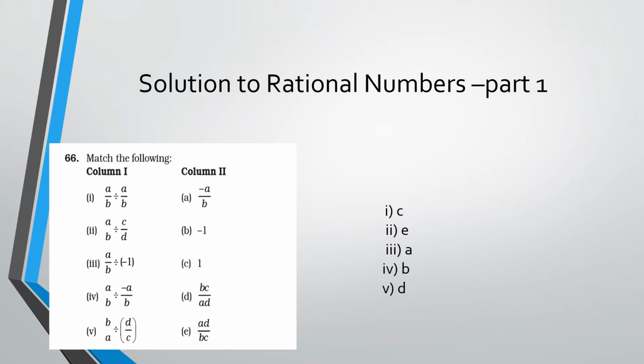Now first we come to the assignment sums which was in video 1, part 1. It started with question number 66 where there is a match the following. There are two columns, column 1 and column 2. So part 1 of column 1, if you solve it, your answer is C. Part 2 is E. Part 3 A. Part 4 is B. And part 5 is D. You can solve it on your own and you are going to get these answers.